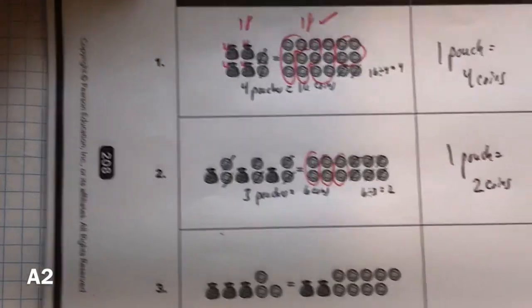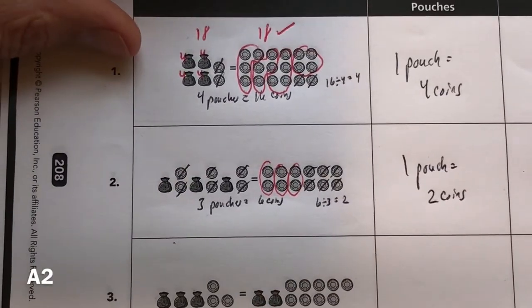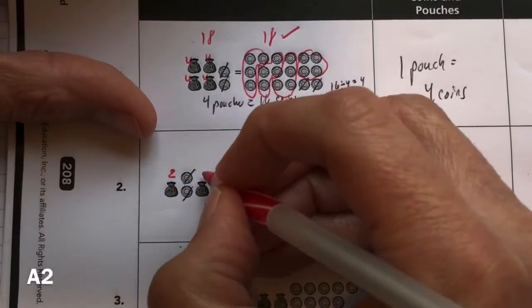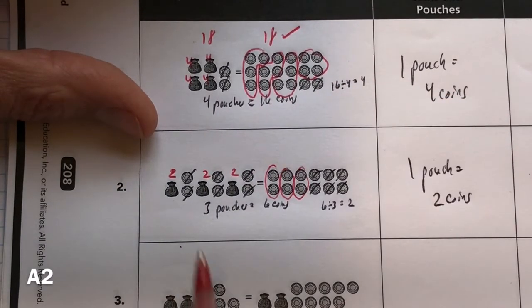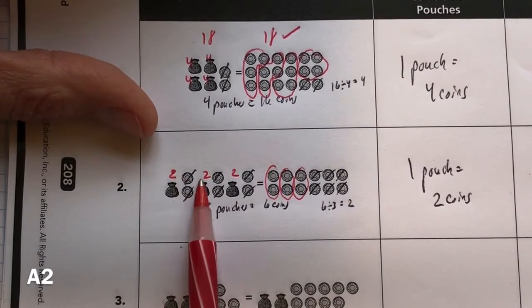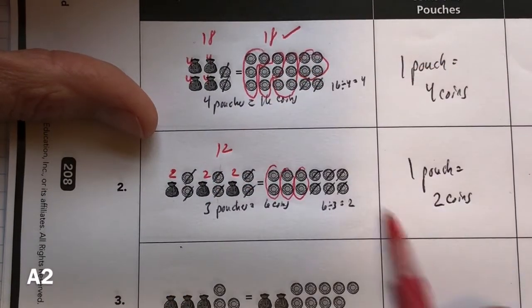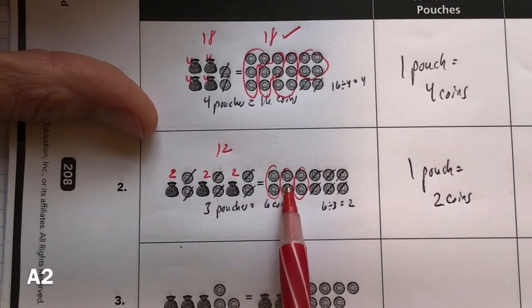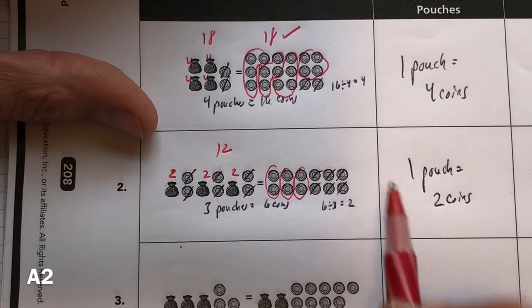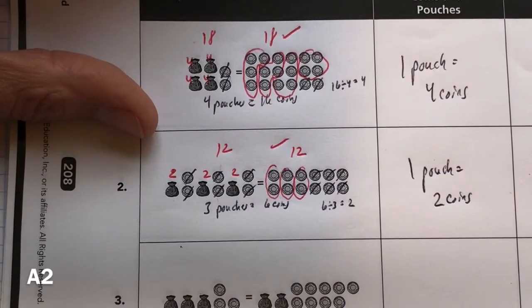So let's check our answers. Okay, so let's put 2 in here for this guy. So I'm going to put 2 here, 2 here, and 2 here. So 2, 4, 6, 8, 10, 12. This side is 12. This is going to be 1, 2, 3, 4, 5, 6, 7, 8, 9, 10, 11, 12. That equals 12. That checks.